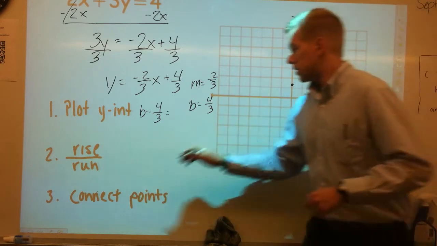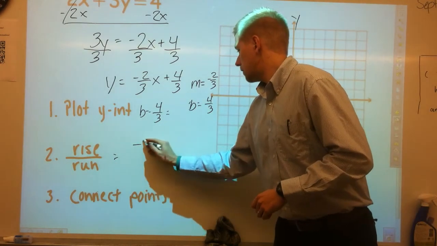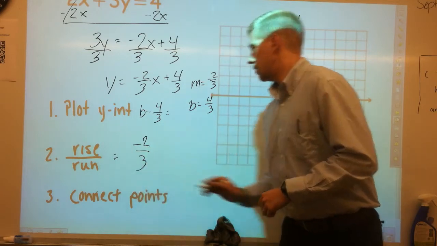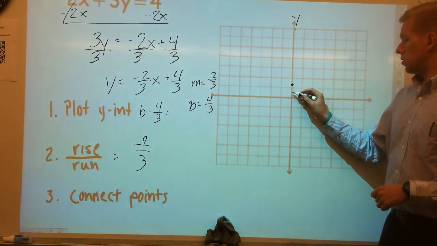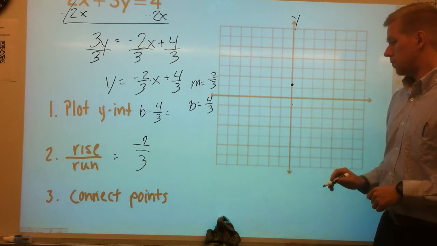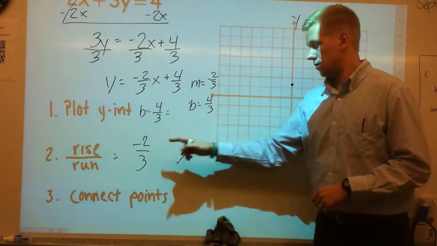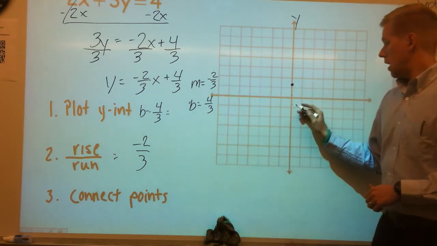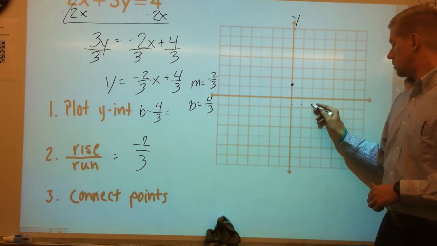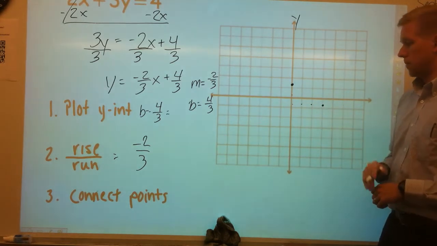And then I'm going to use my slope, which is rise over run. It is -2/3. I'm going to go down 2, so there's 1, 2, because I have -2, so that's my rise, I go down. And then I run 3, 1, 2, 3, and you plot your point.